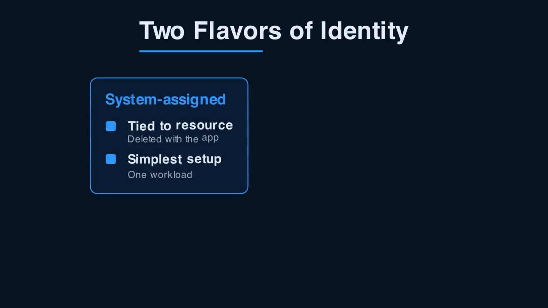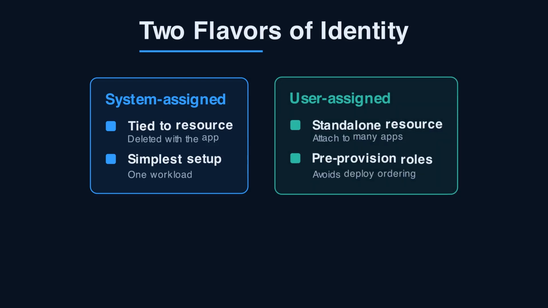You choose between 2 managed identity types, and it matters. A system-assigned identity is tied to one resource's lifecycle. Delete the app, the identity is gone. It's simple and great for a single workload. A user-assigned identity is a standalone resource you create once and attach to many workloads. Use it when several apps share the same access, or when you want the identity and its role assignments to exist before the app is deployed, which avoids a deployment ordering problem. Rule of thumb: start system-assigned. Move to user-assigned when you need to share identity or pre-provision permissions.